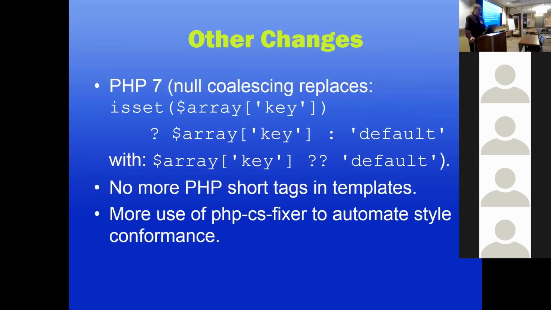So finally, a few more changes in VuFind 5 that were designed to bring us up to date and in line with broader community practices. First of all, we require PHP 7 now, which is great because PHP 5 is falling out of support. We don't want to encourage people to use unsupported software. Also, PHP 7 is fast.